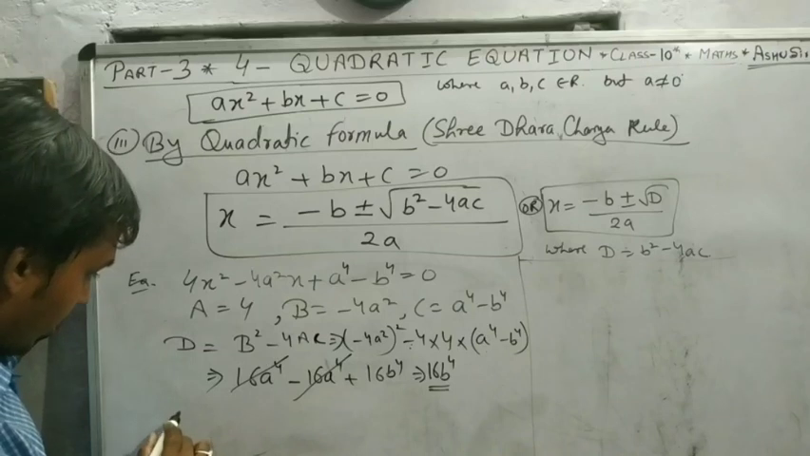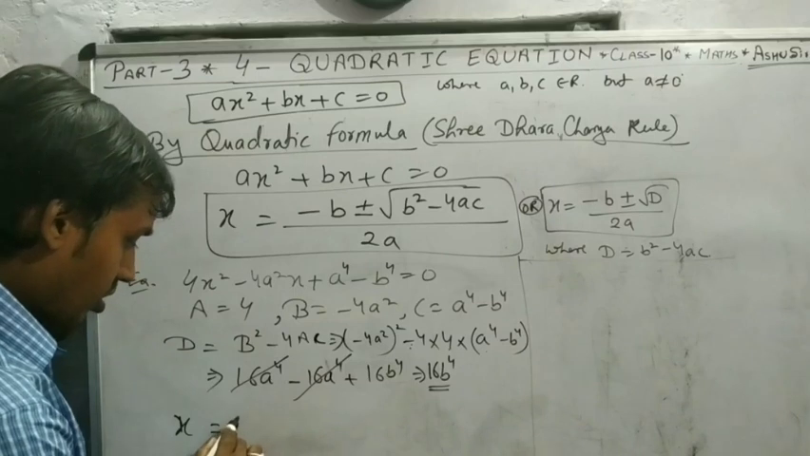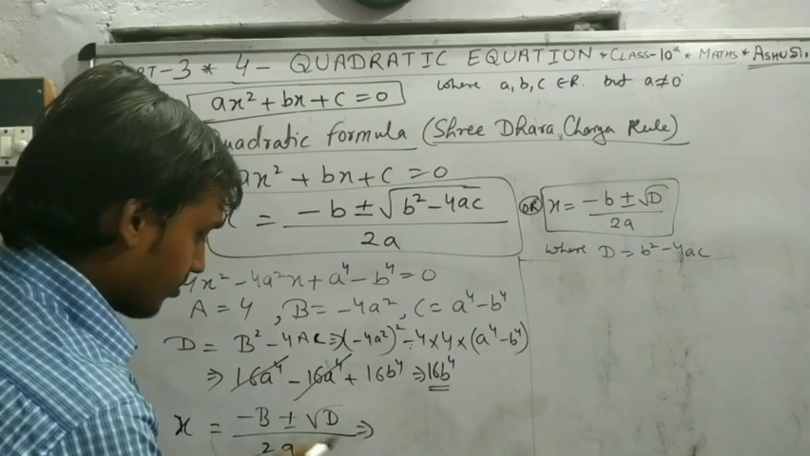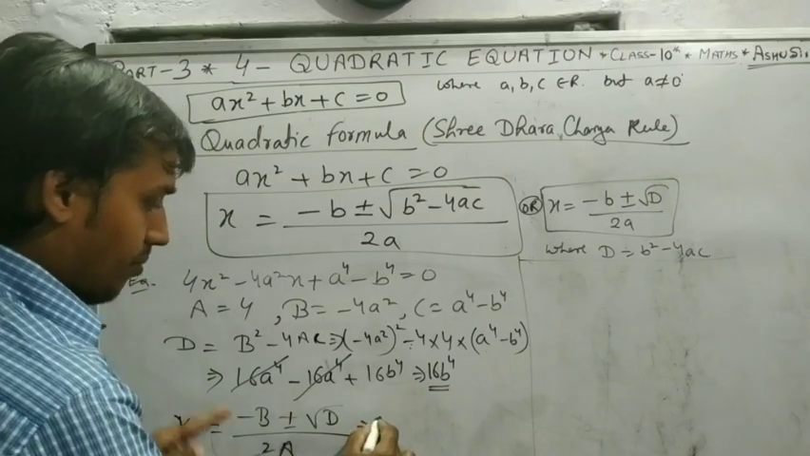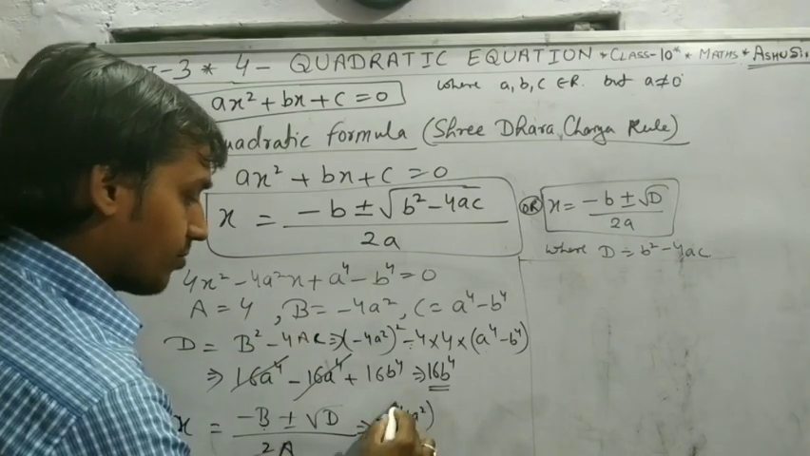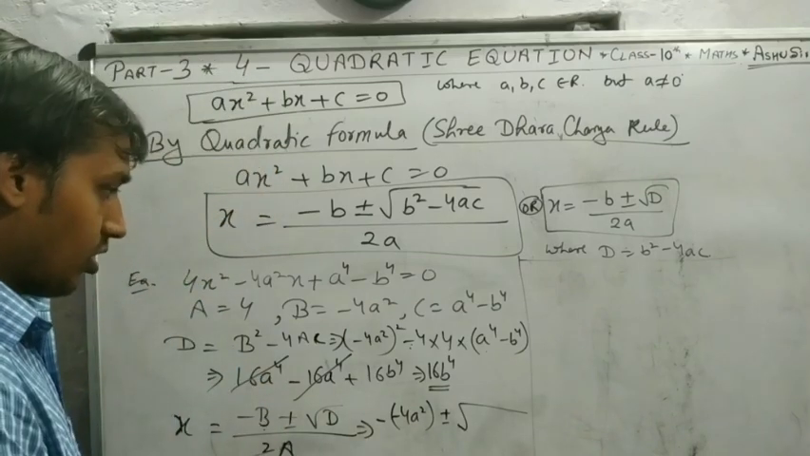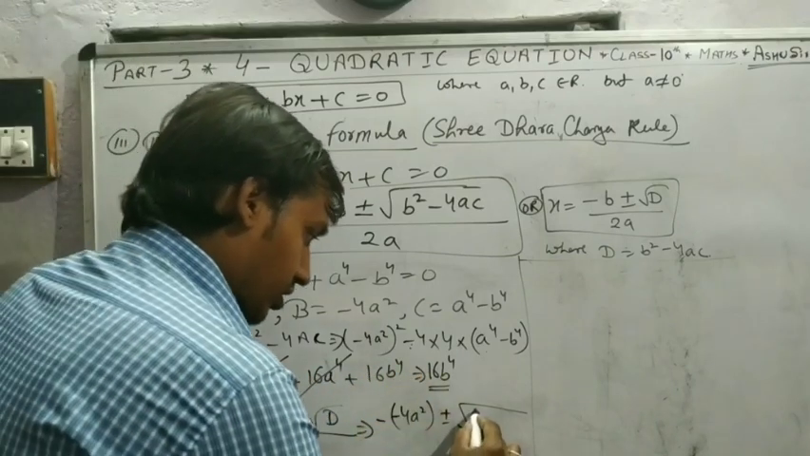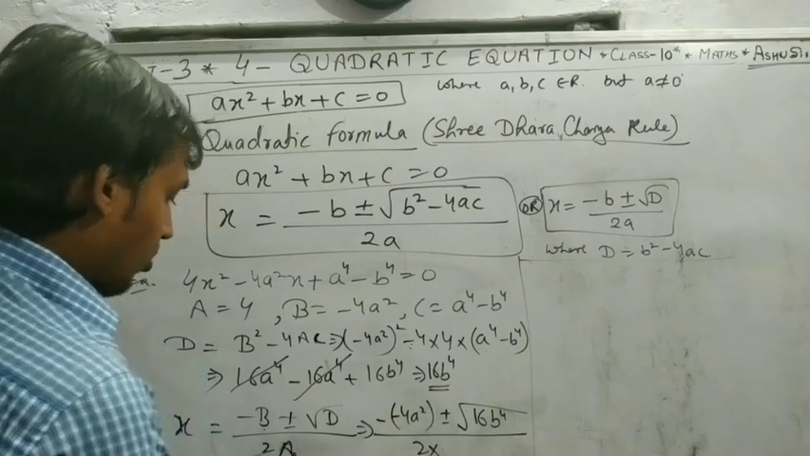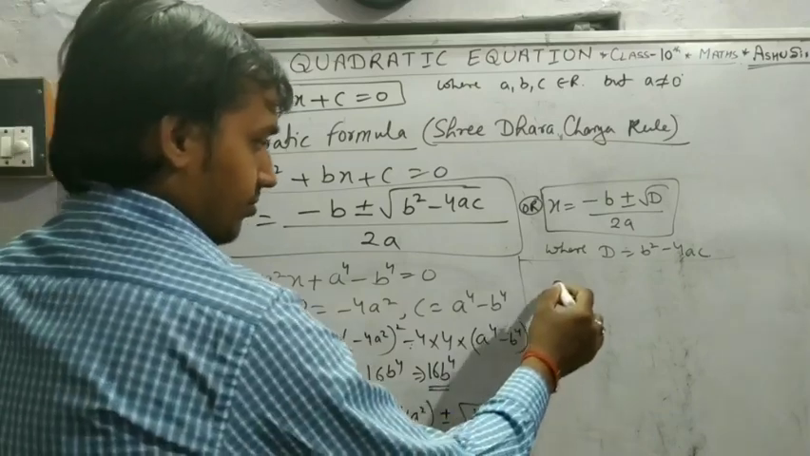Okay. Then x is equal to minus b plus minus root D upon 2a. Minus b, the value of b is minus 4a square, plus minus root D. What is D? D is 16 b to the power 4, 2 into a, a is 4. Then solve it.